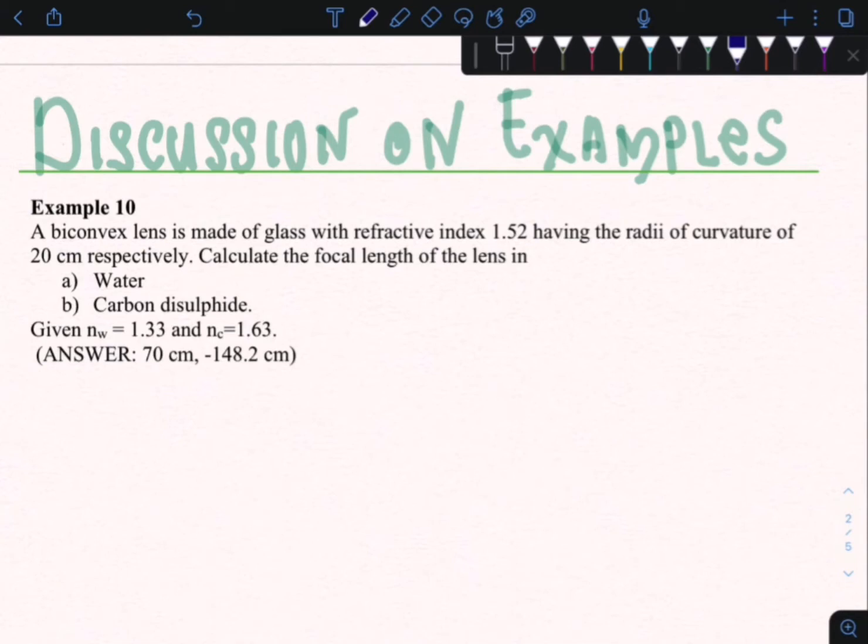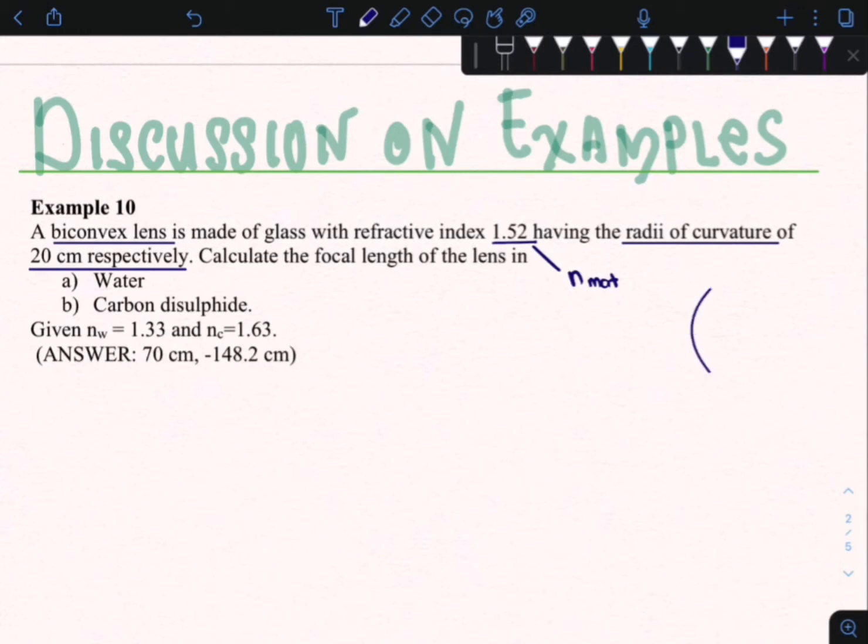So in the question, what we have here is a biconvex lens with a refractive index of 1.52. This is the refractive index of the glass, or we call it the material, which is the material used to make our lens here. Also given in the question, the radii of curvature is 20 centimeter respectively, which means that your biconvex lens, this is the shape of biconvex.